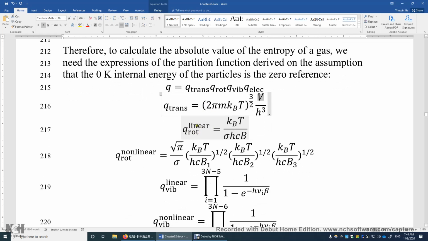Now this is the partition function for the rotation of a linear molecule. It's kBT over sigma h c B. Sigma is the symmetry number or the symmetry factor. For example, sigma is 1 for HCl, but sigma is 2 for H2, Cl2, O2, or N2. You can look up the values of the symmetry numbers in chapter 31.